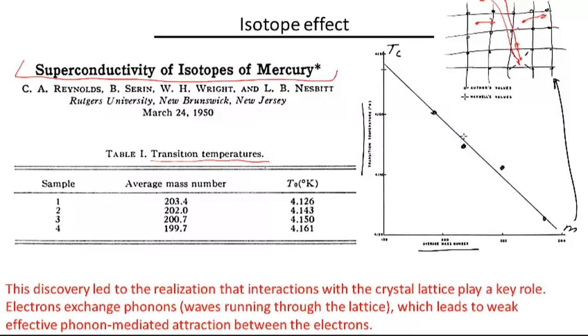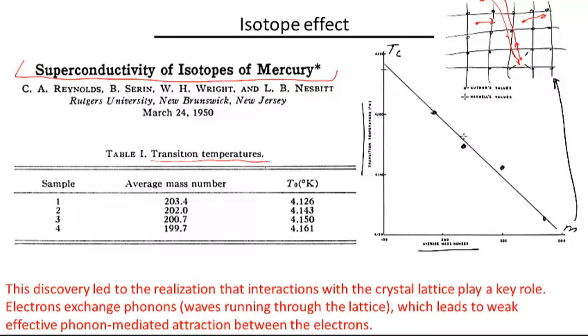So it's a very tricky business. If you don't understand it, don't be surprised. I don't understand it either, actually. But that's how it works, so we'll have to just accept this fact. What happens is that electrons, in some sense, exchange elastic waves, which are called phonons, and this leads to effective attraction.